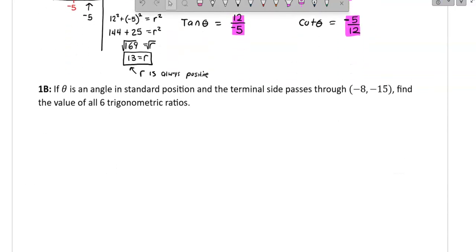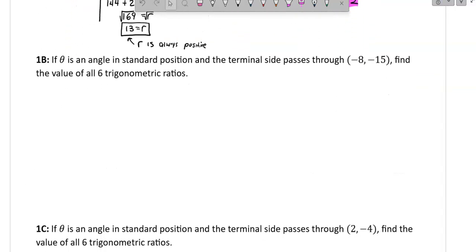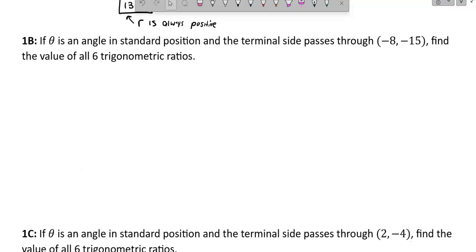So what I want you to do now is try 1B, and then I'm going to walk through that problem. So go ahead and pause this video first, and then we'll walk through the problem next.